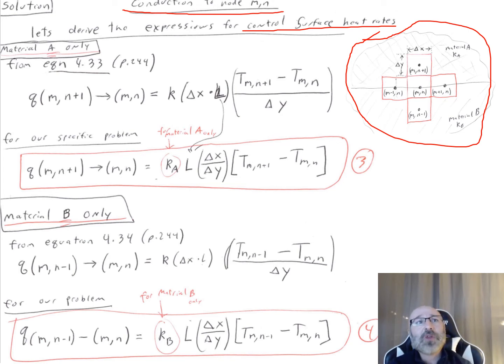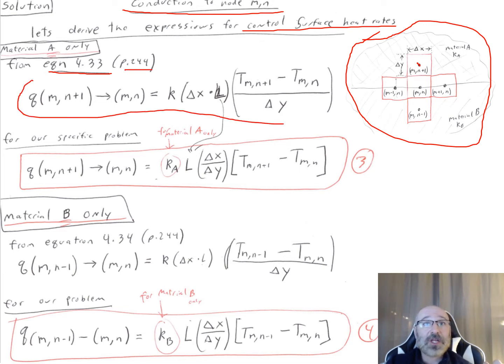So let's just deal with our material A only. We'll deal with the top here, which is just this node for material A only. For this one, we can come up with our governing equation. Our governing equation for this part of the problem comes from equation 4.33 on page 244 of our textbook. With that, we come up with this general expression.